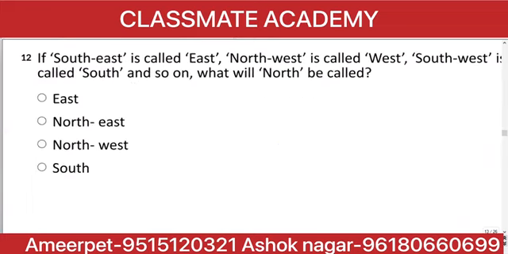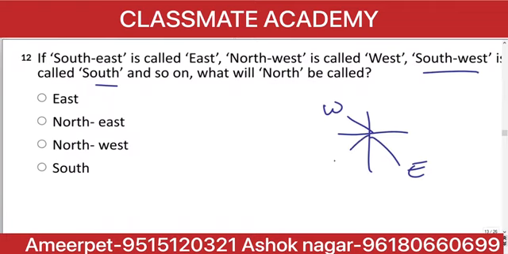So next, again a kind of directions question. Already we saw one direction question, more or less the same. See, there are 4 directions. He's saying that southeast is called east. Southeast means this one only, so you call it east. Northwest is called west. Southwest is called south. What are you left with? Now what do you call north? This one, that is northeast. Yes or no? So what is the answer? Northeast is the answer.